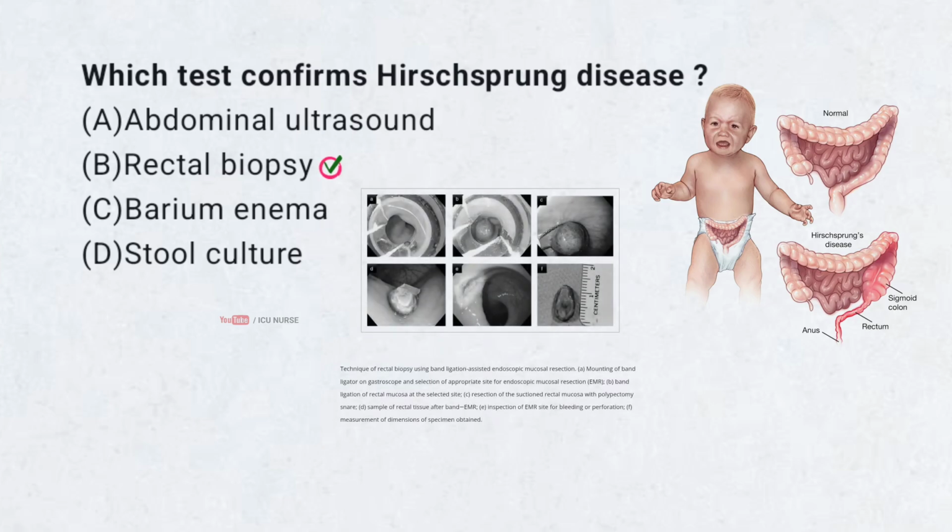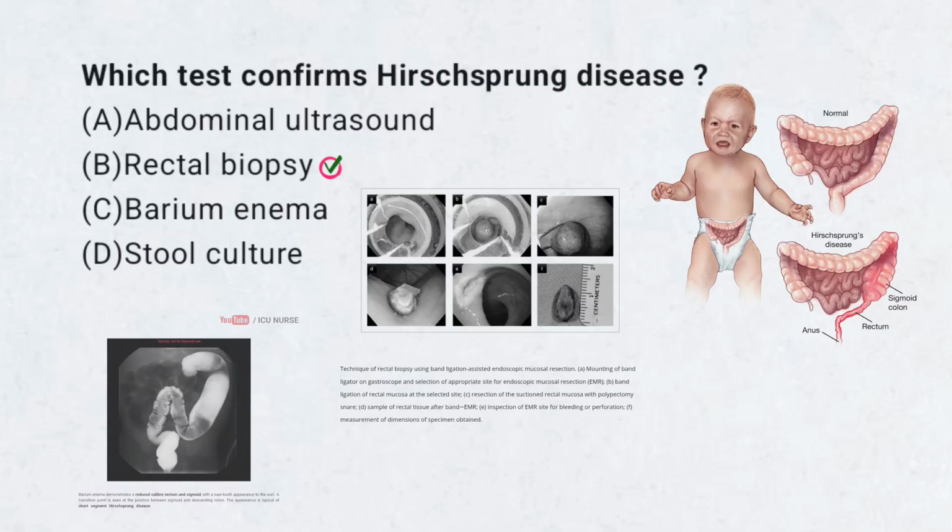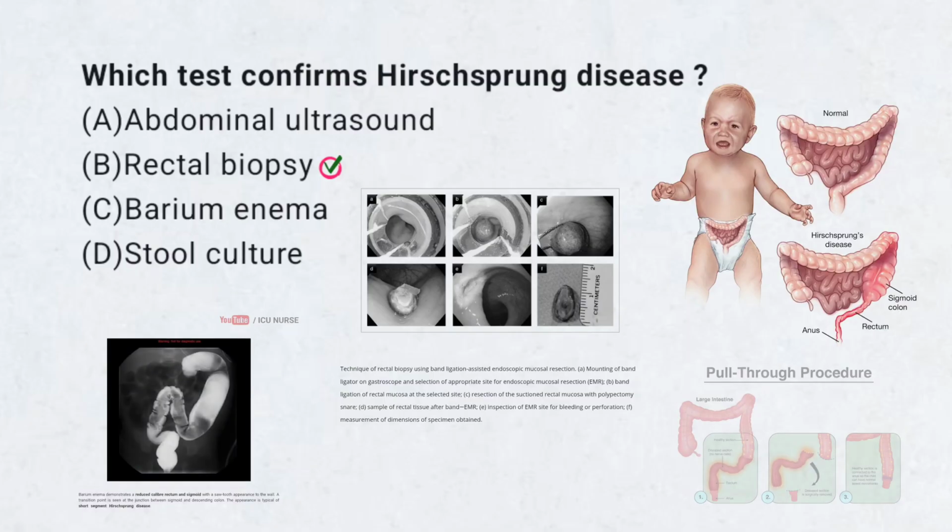Rectal biopsy shows absent ganglion cells in the submucosal plexus. This confirms the diagnosis of Hirschsprung disease. Barium enema may suggest but cannot confirm the diagnosis. Surgical resection is the definitive treatment.